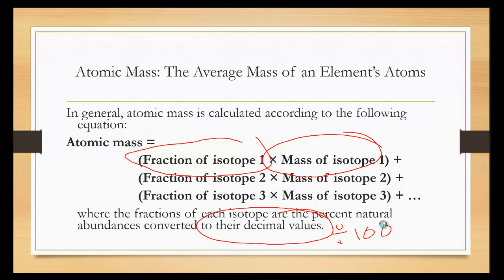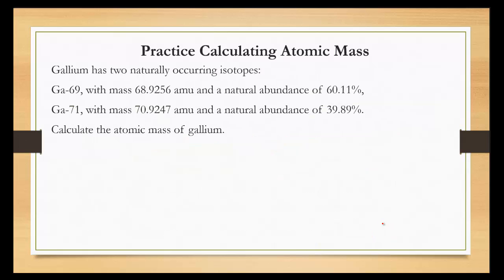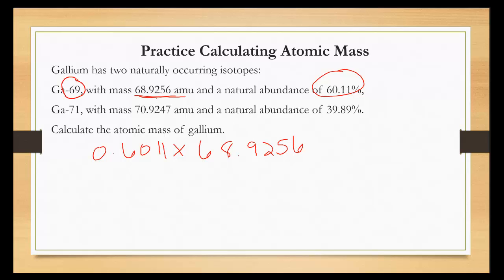Let's do another example of this. Gallium has two naturally occurring isotopes, gallium-69 and gallium-71. Gallium-69 has a mass of 68.9256 AMU and a natural abundance of 60.11%. I want to take this percentage and convert it over to a decimal, so 0.6011 by moving the decimal place over twice, times 68.9256. Notice when the AMUs were actually given to me, I used that number rather than the 69 number. I multiply that together to get 41.43.